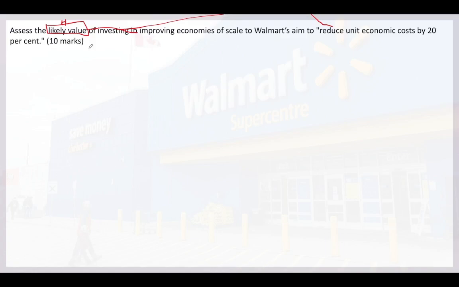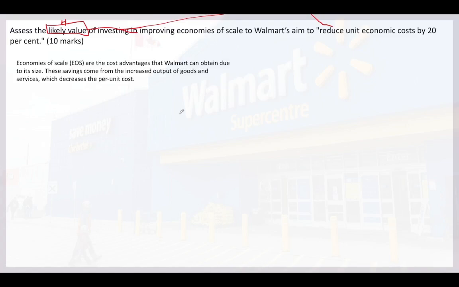Now this is a 10 marker, so this is a nice 10 marker. It's likely value, P, good value. P, counter argument, possible downsides. Overall, answer the question, make sure you're using the hooks, and then spend a bit of time on your justification and consider the alternative with this one. The alternative seems a bit obvious, not investing in economies of scale.